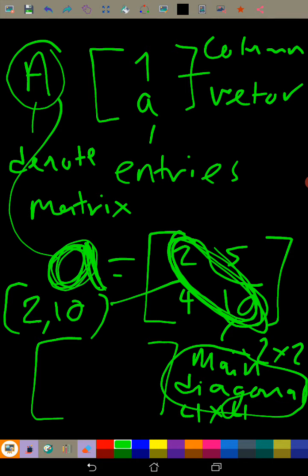But we're going to start pretty soon with them. Two matrices are equal if they are of the same size and the corresponding entries are equal. So what is equal?